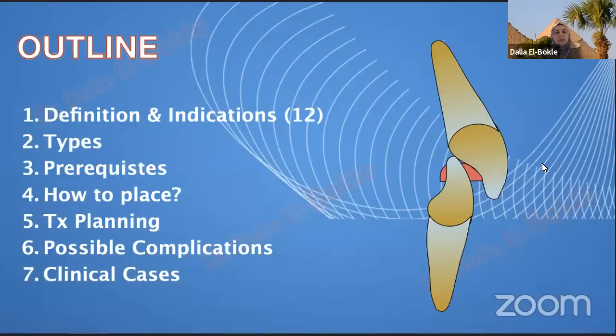The outline for my presentation today will include first a definition and the indications that I found for using disarticulation on my patients. I will go over the different types of disarticulation, the prerequisites, how to place disarticulation, and how to include it in the treatment planning stage. I will also go over possible complications that may arise during the use of disarticulation. And finally, I will be showing some of my cases and how to clinically apply the use of various types of disarticulations.